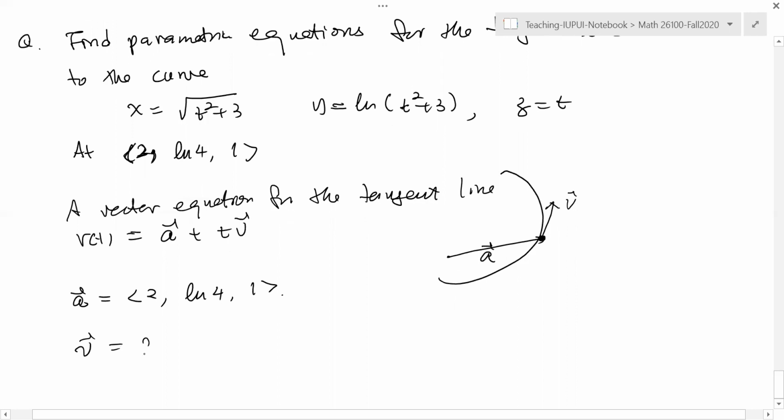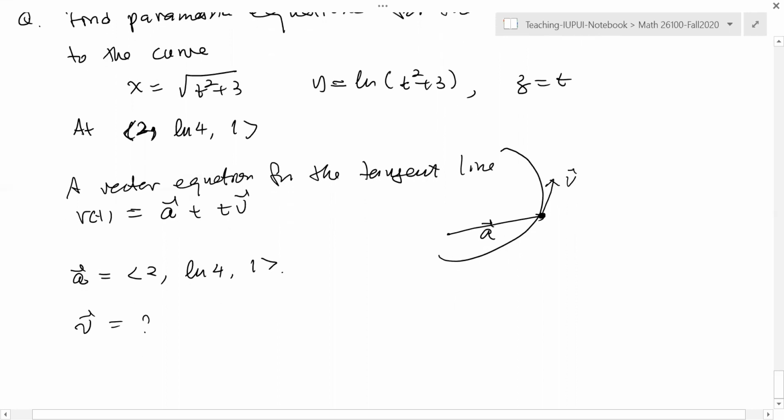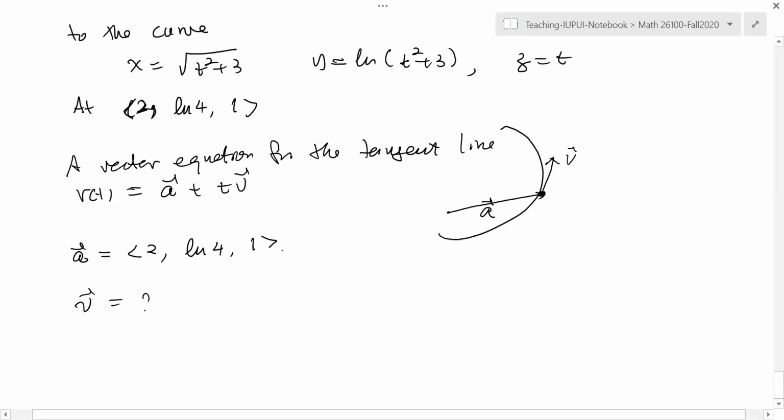So the question is, what is that? I already used r of t for the vector equations, so I'm going to describe this curve with a different notation. Let's just use c of t. So c of t is going to be the square root of t squared plus 3, the natural log of t squared plus 3, and t.